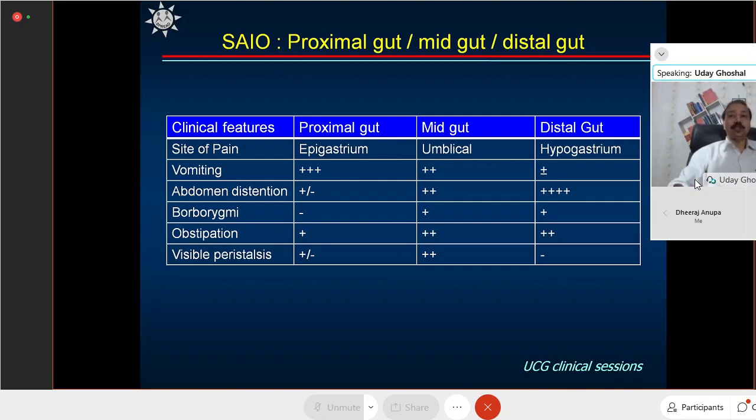Distal gut, abdominal distension is very, very prominent, and borborygmi are there. But let me tell you, distal gut distension will be peripheral; midgut distension will be central; and proximal gut distension, if at all there, will be in the epigastrium. Obstipation is not a feature of proximal gut obstruction, but of distal gut obstruction. And visible peristalsis is more prominent with midgut and the distal gut, not with proximal gut.